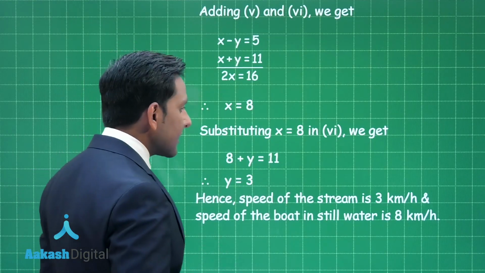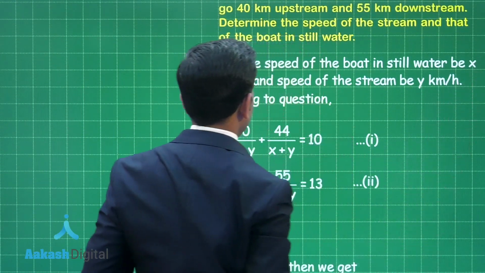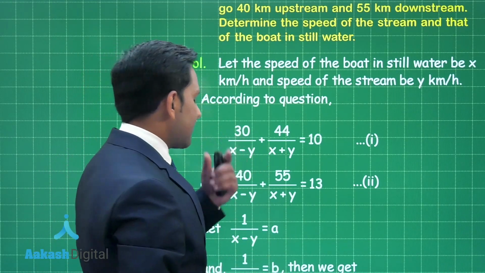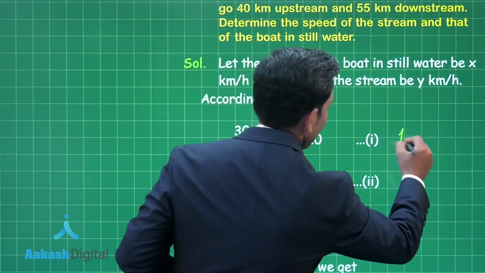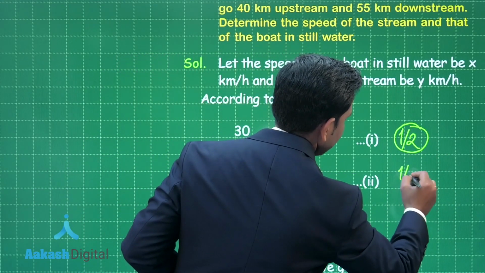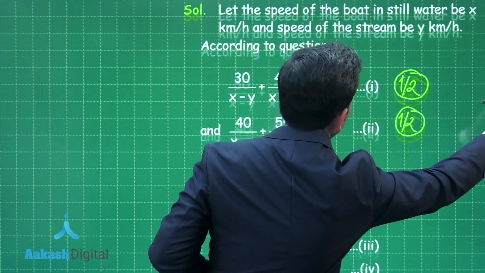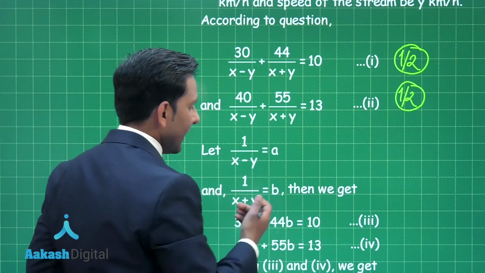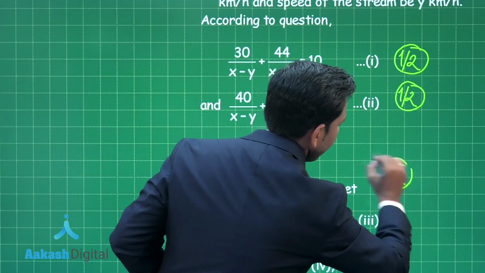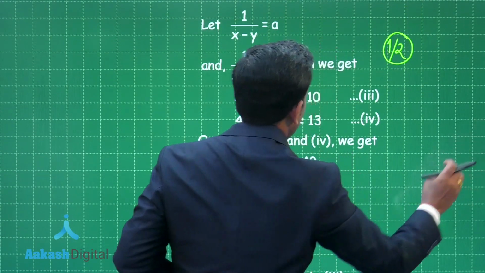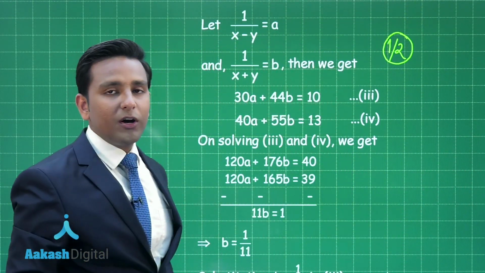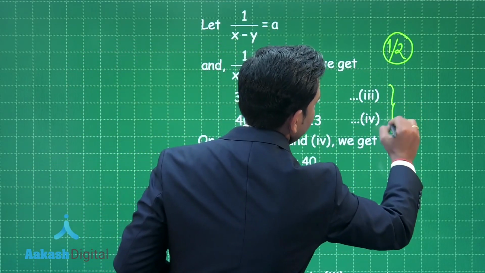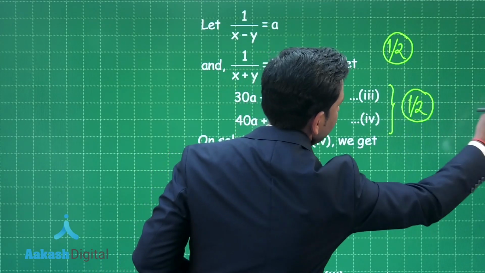Now let's discuss the marking scheme of this question. When you represent the given information mathematically, that means equation number 1, this step will give you half a mark. Equation number 2 will give you another half mark. And when you consider 1 upon x minus y as a and 1 upon x plus y as b, this step will give you another half mark for this question. And after putting the values of 1 upon x minus y and 1 upon x plus y, we are obtaining equation number 3 and 4. So this step will give you the next half mark.